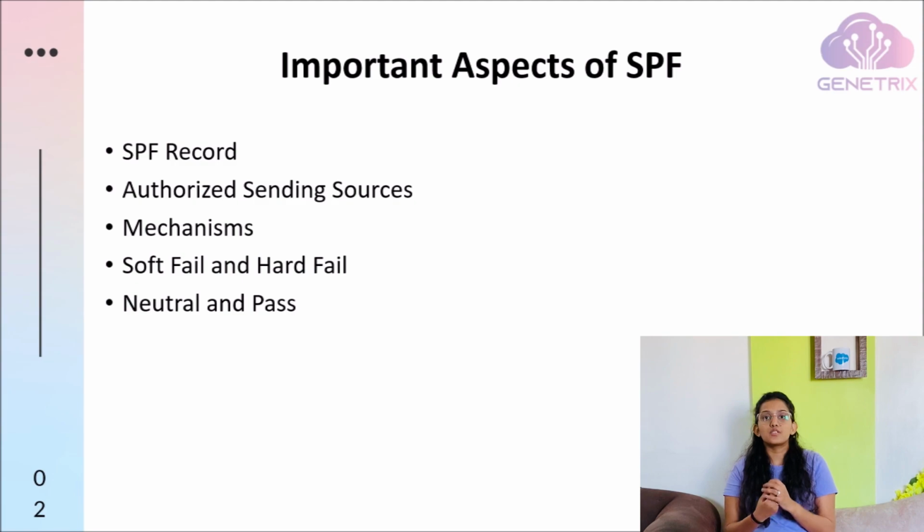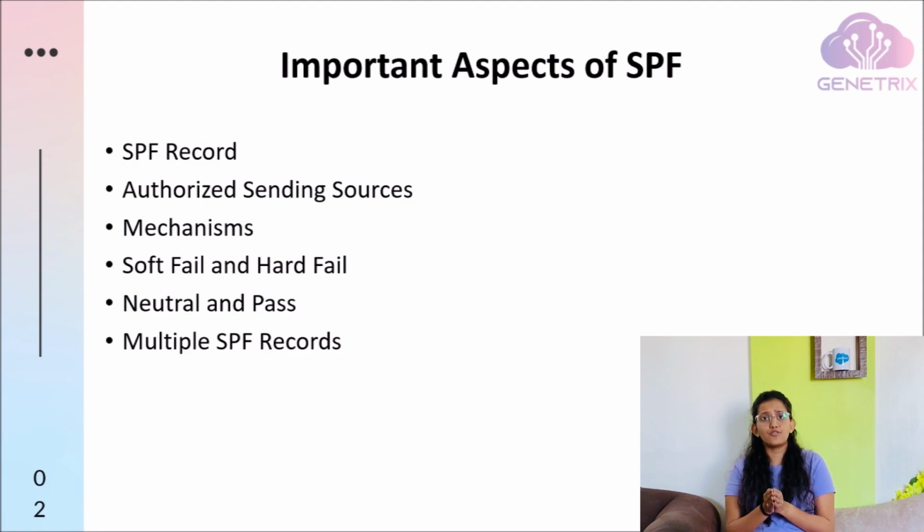Next we have multiple SPF records. It's important to have only one valid SPF record per domain. Multiple SPF records can cause conflicts and lead to unpredictable SPF check results. If you need to combine multiple sources, use the include mechanism to include the SPF records of the authorized sources.